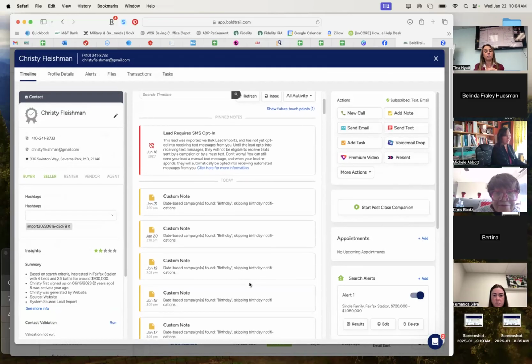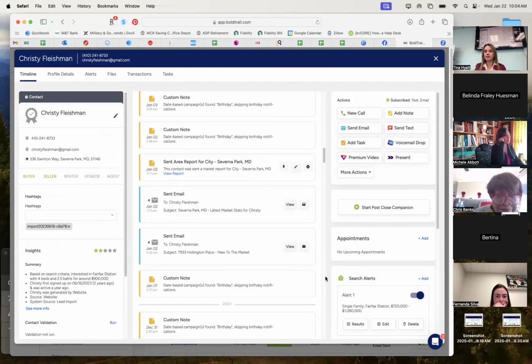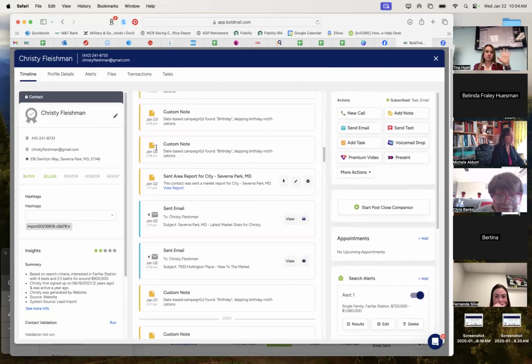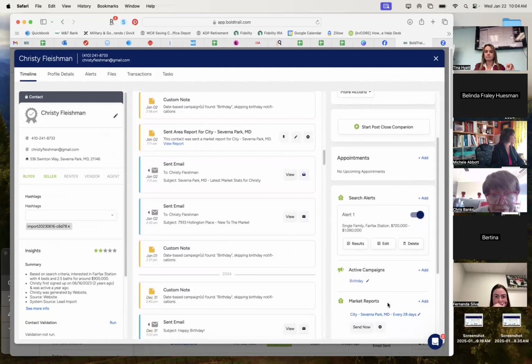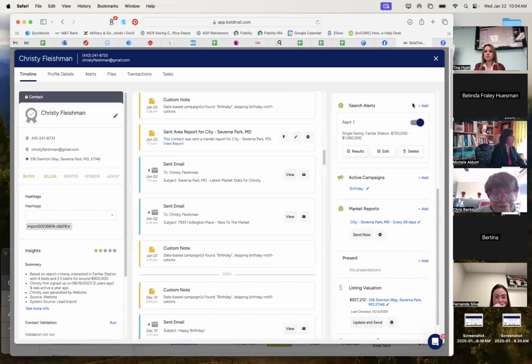And this is why the power of this tool is so incredible, because you can go in here. On the right-hand side, I'm just in a contact record right now. On the right-hand side, you'll notice there are some different tools and options that you have. You can set up search alerts.